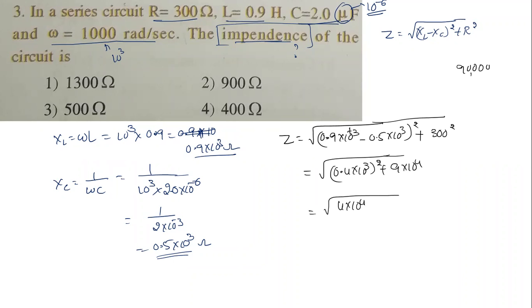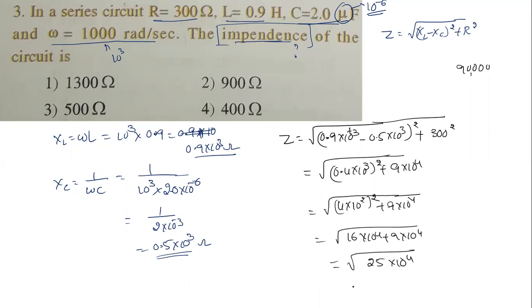Okay, not 4 into 10 power 4, it is 4 into 10 power 2. So it becomes 4 into 10 power 2 whole square plus 9 into 10 power 4. What does this become now? 4 square is 16, so 16 into 10 power 4 plus 9 into 10 power 4. What is common here? 10 power 4 is common. You can directly take 16 plus 9, which becomes 25 into 10 power 4.